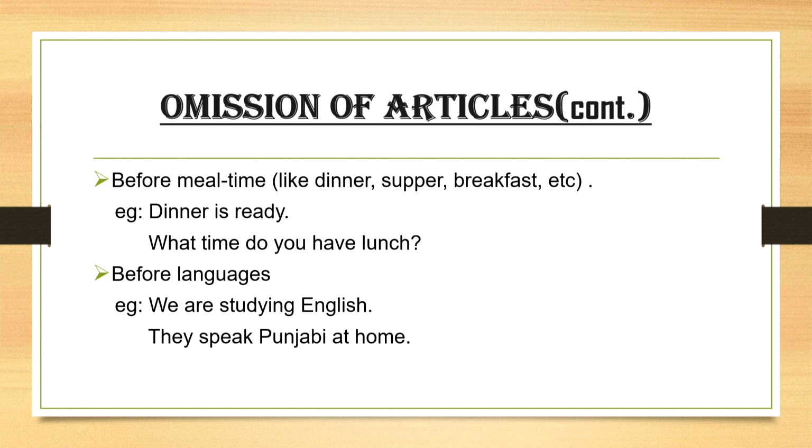Now, articles are also omitted before meal times like dinner, supper, breakfast, and so on. Let us take an example, dinner is ready. So, we won't say the dinner is ready, that will be wrong usage of English. Dinner is ready. Another example, what time do you have lunch? Moving on, we do not use articles before languages. For example, we are studying the English, that will be totally wrong. We are studying English. They speak Punjabi at home, and so on.